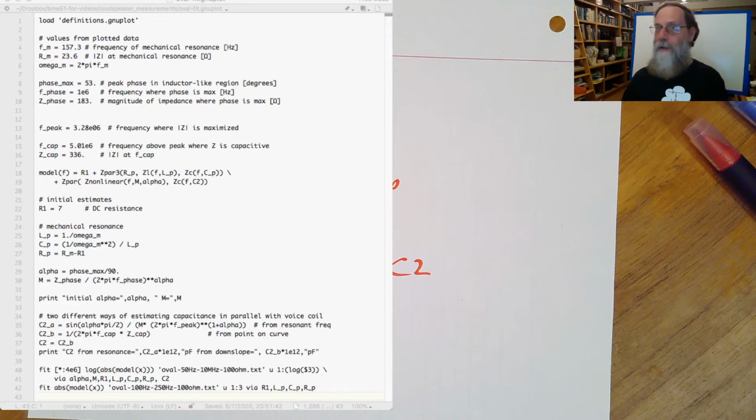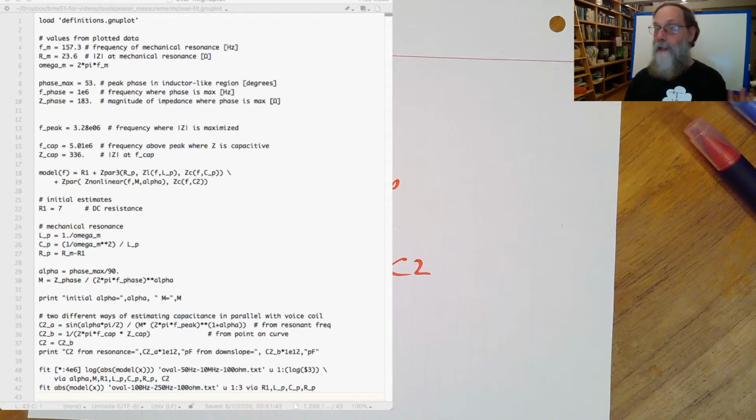And that's just, if this is a capacitor, what's the impedance at that frequency, what's the capacitance that would give you that? And that's the one I actually used here from doing it. But I did print out both of them.